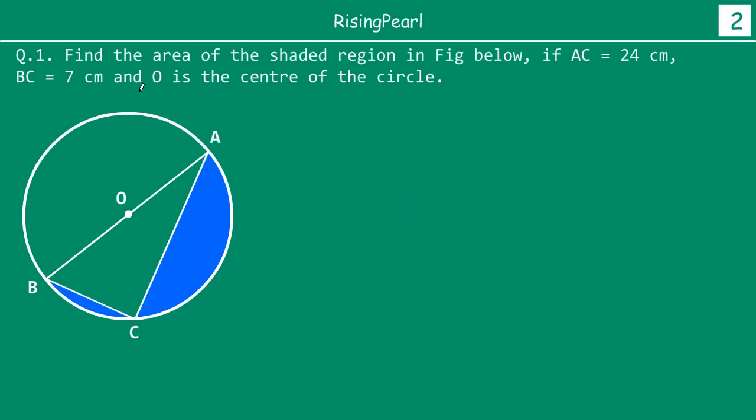So the first question goes like, find the area of the shaded region in the figure below if AC is 24 centimeters, BC is 7 centimeters, and O is the center of the circle. So we have a circle and there is a straight line AB. There is a line AC such that AC is 24 centimeters and BC is 7 centimeters. So these two lengths are given. O is the center of the circle, and we have to find the area of the highlighted part, which is highlighted in blue.